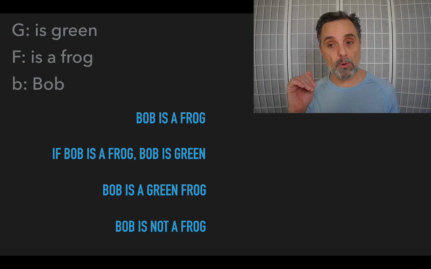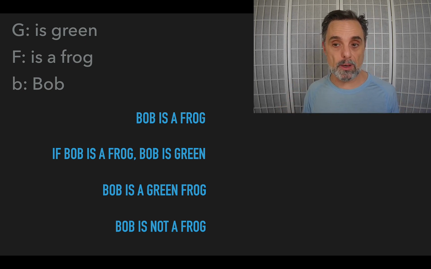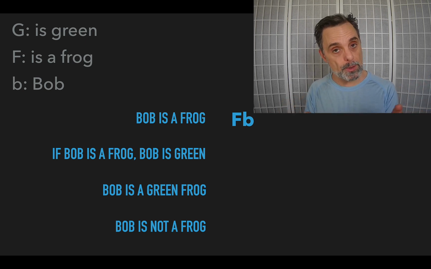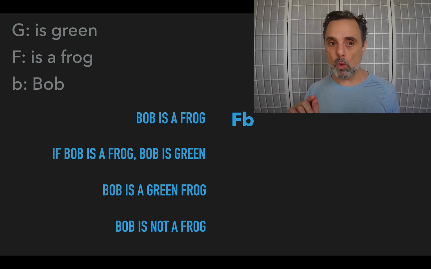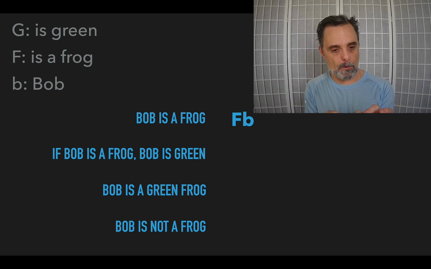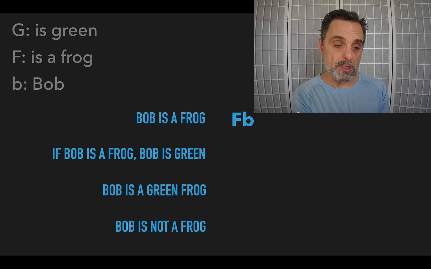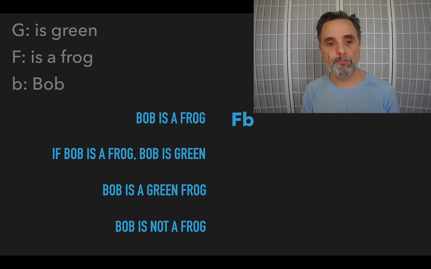What you should do is pause the video and write down how you think we would symbolize Bob as a frog. So the way we symbolize Bob as a frog is big F, little b. A frog is symbolized by the big F, Bob is symbolized by the little b, and the way we put those together in the logical language is we have a predicate letter and then a name. So the two pieces of our logical language mean the same thing as the two pieces of the original English sentence, but the order is reversed. And is a frog is compressed into just the letter, the big F.